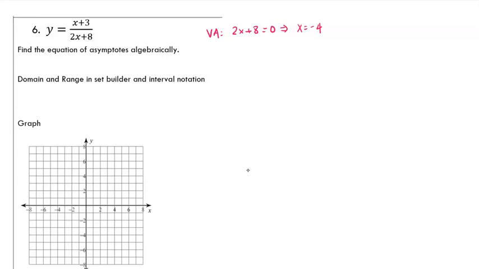And then to find the horizontal asymptote, we're going to isolate x. So we have y equals x plus 3 over 2x plus 8. Multiply both sides by 2x plus 8. And that's 2xy plus 8y equals x plus 3. Now let's gather the x's on one side and move everything to the other side.